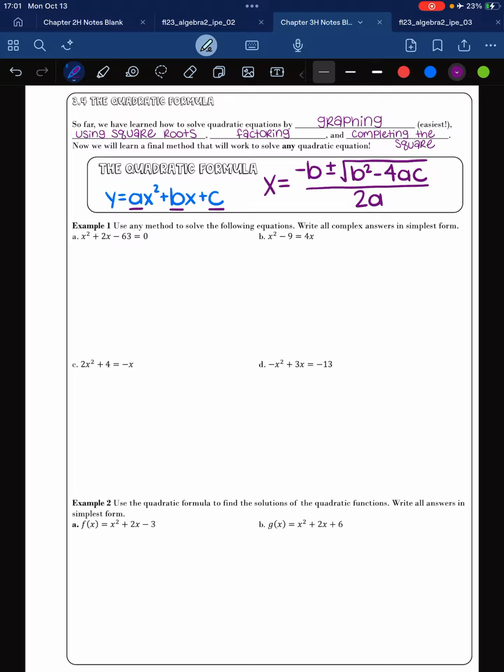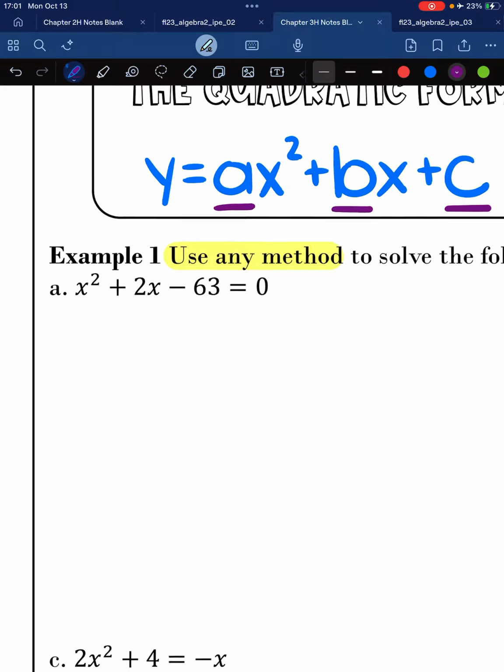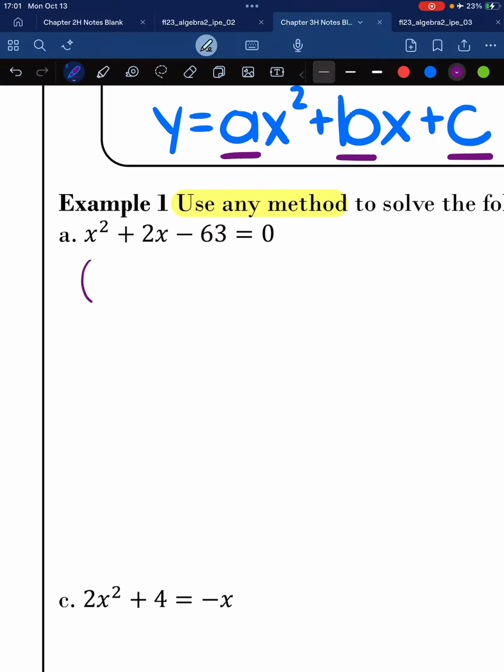So let's look at this first example. We have 4 different quadratics, and we get to use any method we want to solve. Use any method. Okay, and in this first one, if you're comfortable enough factoring, you might be able to pretty quickly recognize that there's 2 factors of 63, 9 and 7, that are going to combine to make 2. So I can just by inspection tell that factoring is going to be the fastest way for me to solve this one.